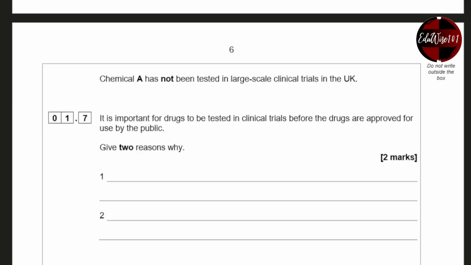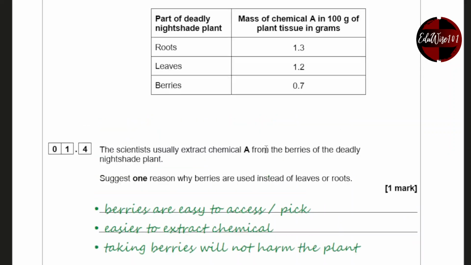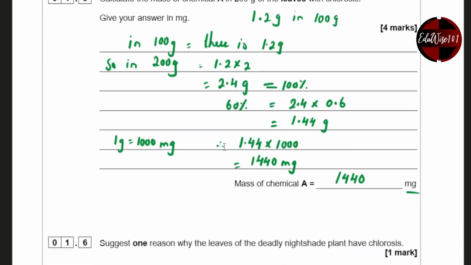Chemical A has not been tested in large-scale clinical trials in the UK. It is important for drugs to be tested in clinical trials before the drugs are approved for use by the public. Give 2 reasons why. Now, if it is not tested, then you wouldn't know whether the drug that you're taking is a poison or not. According to the information that they were given, it is actually a deadly nightshade plant, isn't it? That's what they said. It's a deadly nightshade plant, but it can be used as a painkiller. So how much of it would kill you? How much will actually act as a painkiller?